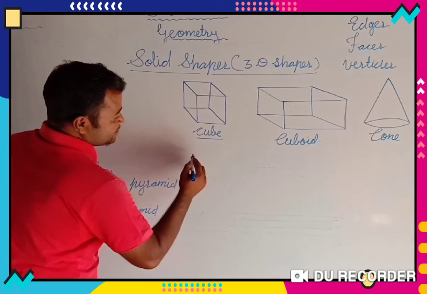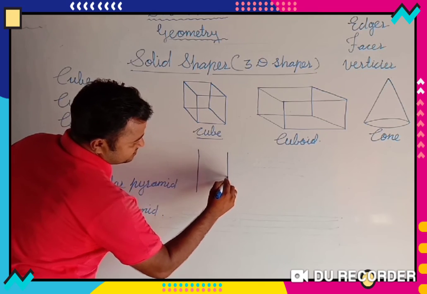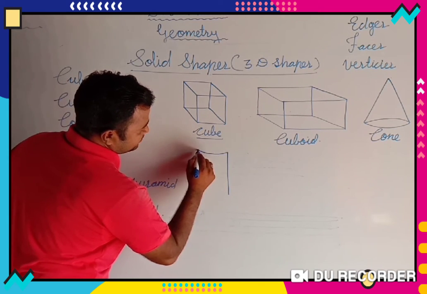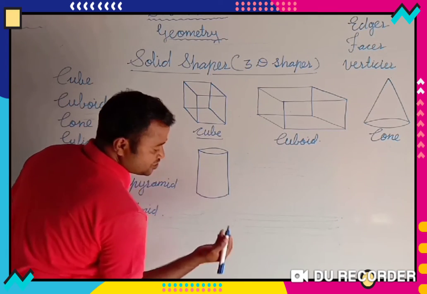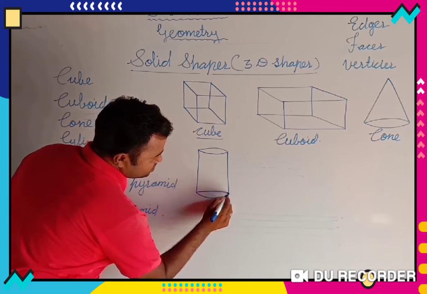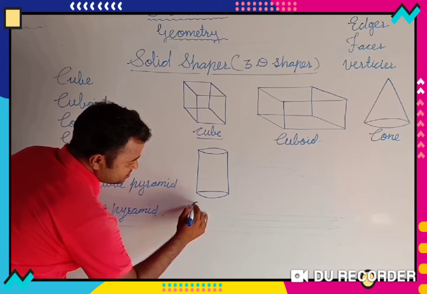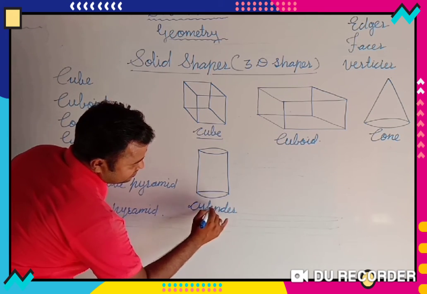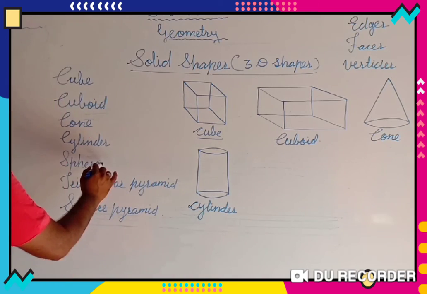Then the next figure is cylinder. You just have to draw two lines side by side, right? And then the upper face you have to draw properly, and then below, if you have drawn this much also will do. If you have to draw this, no problem. And the spelling is C-Y-L-I-N-D-E-R, cylinder, right? Next figure is sphere.